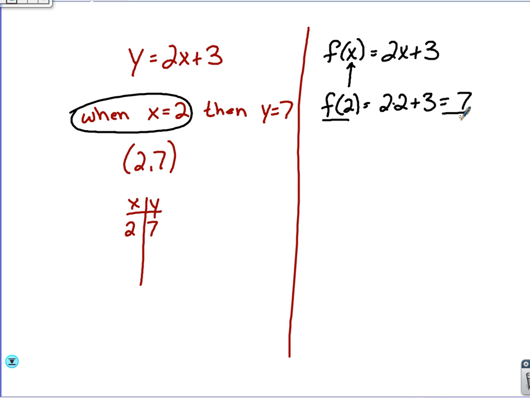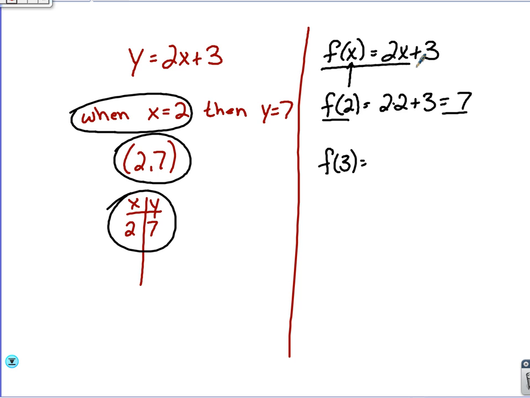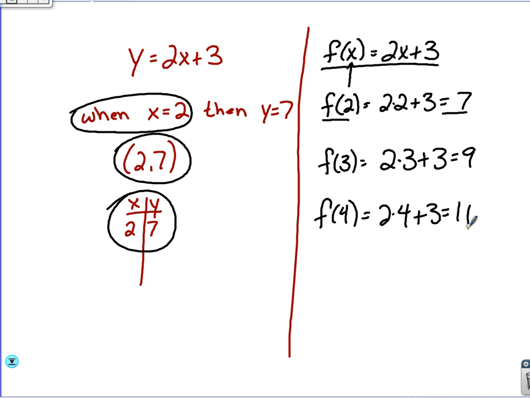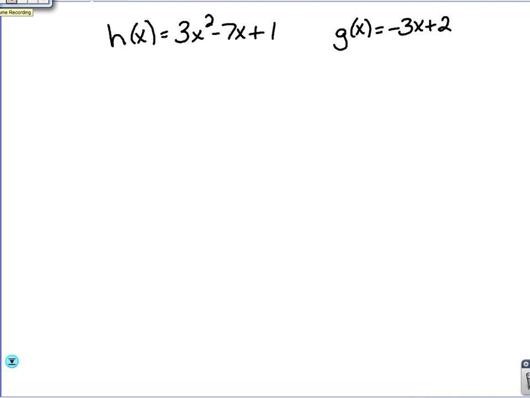And this, f of 2 equals 7, means the exact same thing as all these. When x is 2, y is 7. If I ask you to find f of 3, that simply means take out the x, put in a 3. F of 3, going back to my original equation, would simply be 2 times 3 plus 3, which would be 9. F of 4 would be 2 times 4 plus 3, which is 11. So anytime you have function notation, it's simply telling you if f of x is your equation, then f of 2 or f of 3 simply means to take out that x and put in those values.